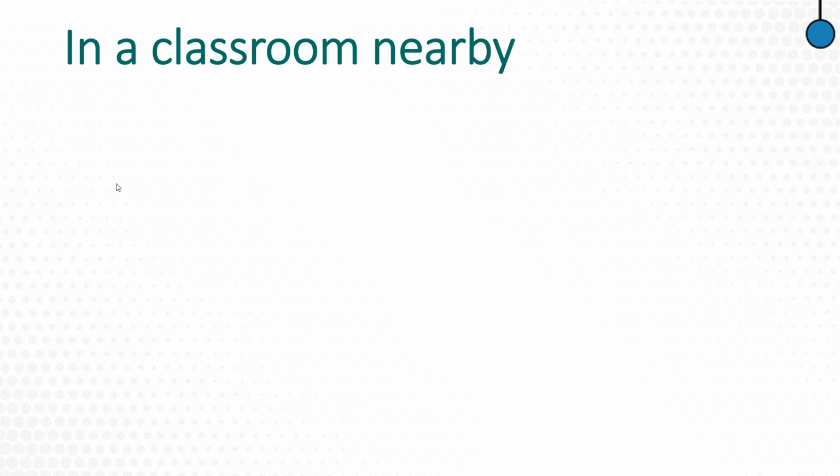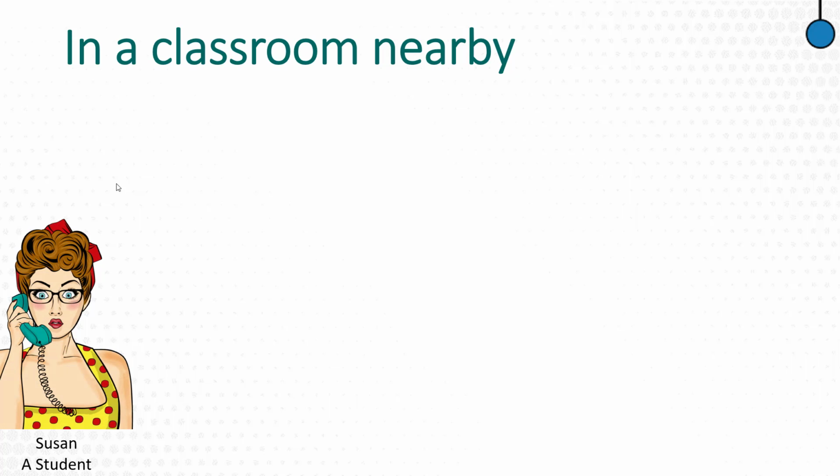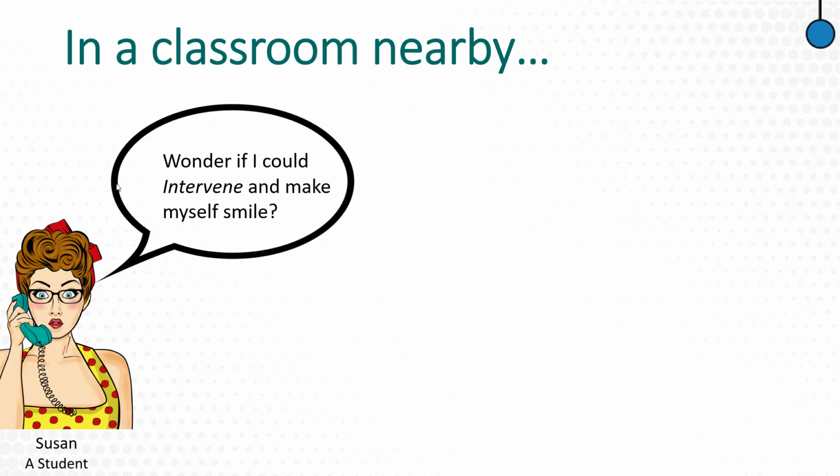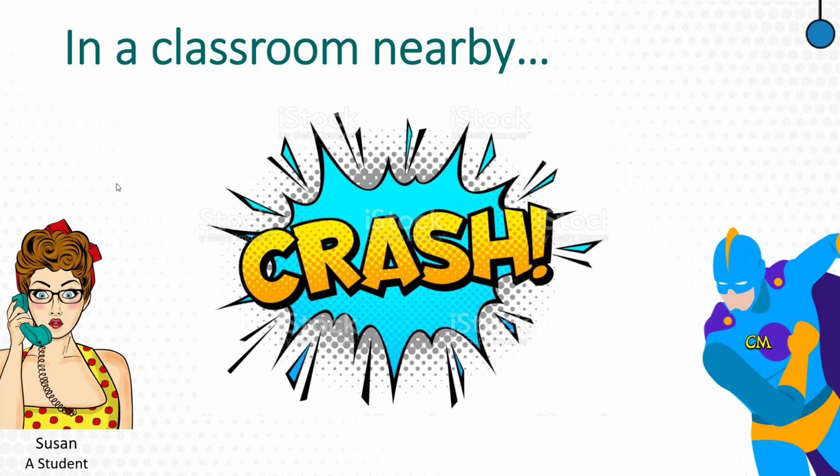Once upon a time, in a galaxy far, far away, maybe not that far, in a classroom nearby, there is a student, Susan, who's going through a dilemma. She has an old photograph, but she's not smiling enough in it, and she wonders if she could intervene and make herself smile. Suddenly, there is a loud crash.